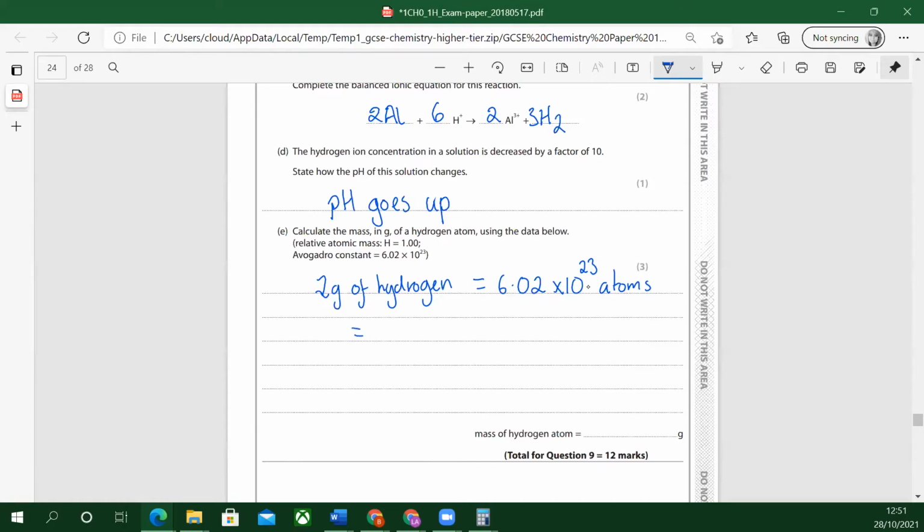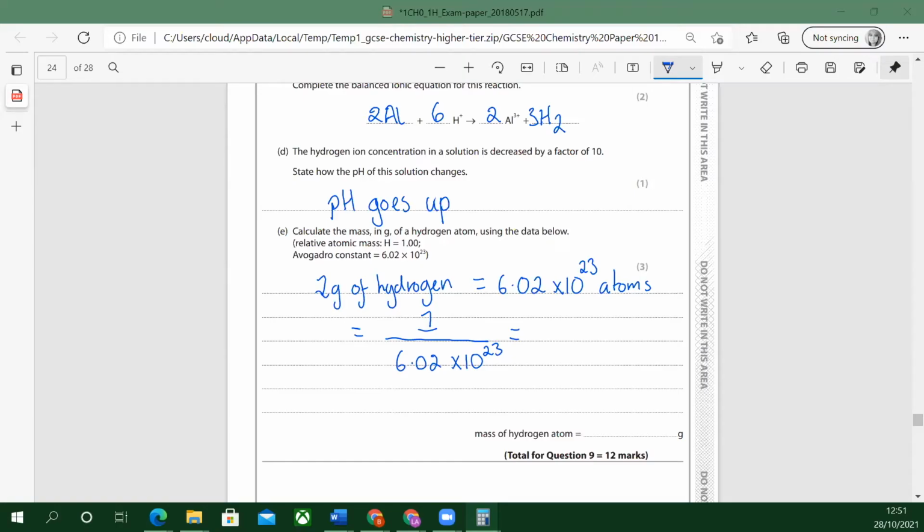All we need to do is take the mass, so 1 gram, over that many atoms. So 1 gram over 6.02 times 10 to the 23. That's what we need to put into our calculators. So 1 over that. Obviously it's going to be very tiny, it's only 1 hydrogen atom. So let me type that in.